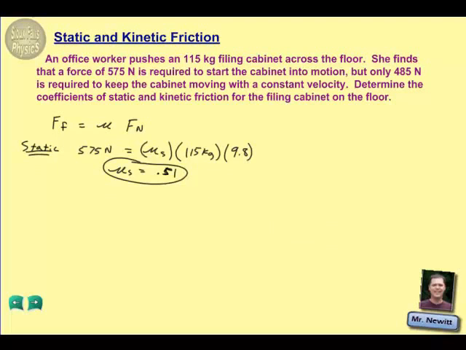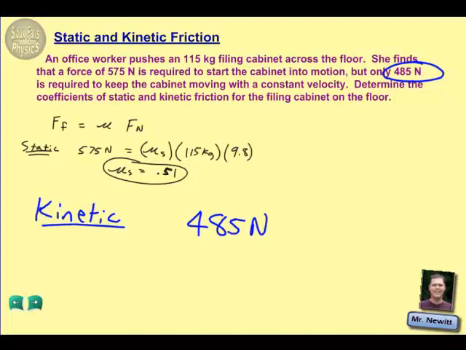Next, let's look at determining the coefficient of friction for the kinetic situation, the kinetic being when it is moving. Same equation, but this time they tell us that once the filing cabinet is moving, it only takes 485 newtons to keep the cabinet moving at a constant velocity, and that's an important part of this too. Since we have a constant velocity, we know that the frictional force and the applied force are equal to each other. So in this case, 485 newtons will serve as our frictional force.